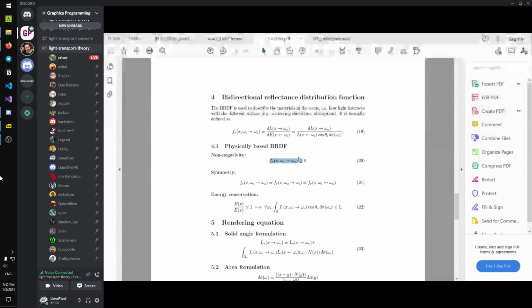Do not think of this as a percentage, by the way, because that can go to almost infinity or whatever and still be energy conserving. So it's not a percentage. Don't think of the BRDF as a percentage.